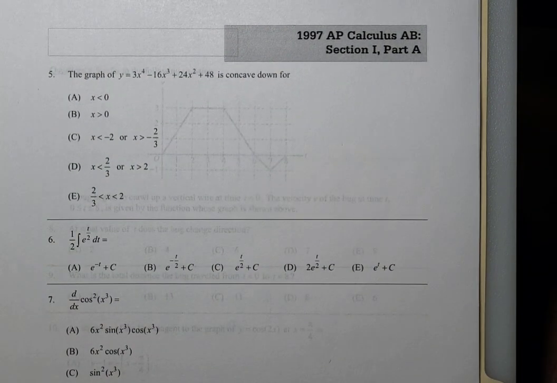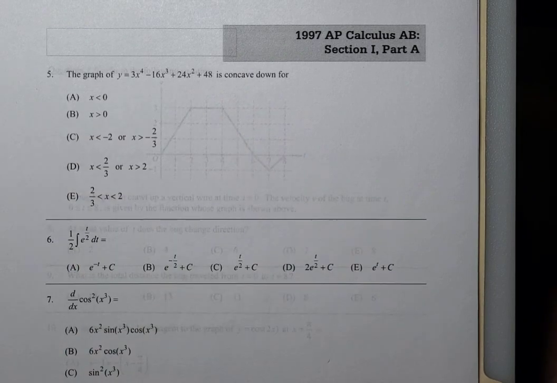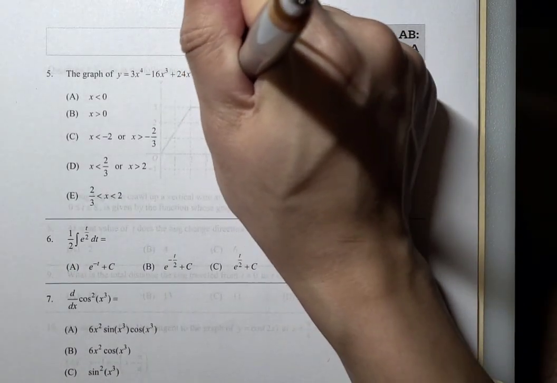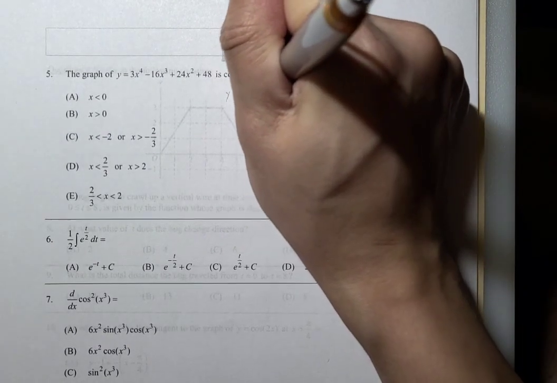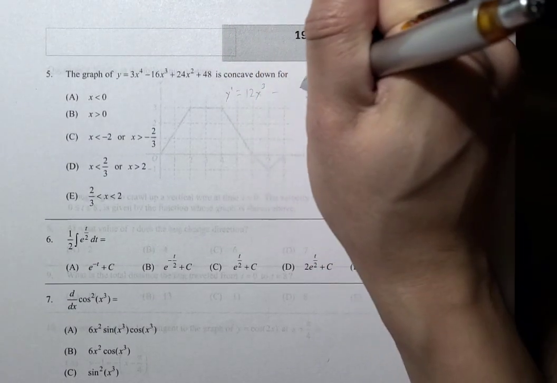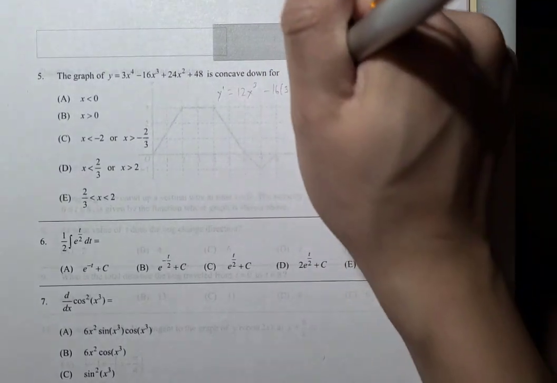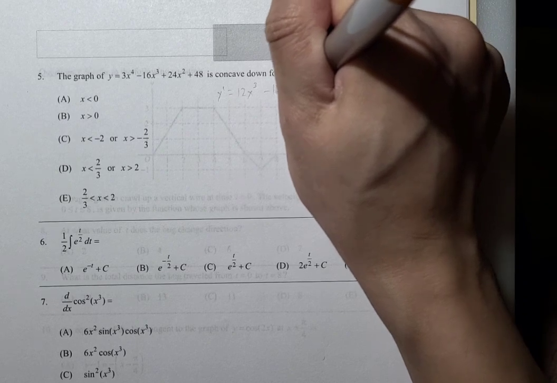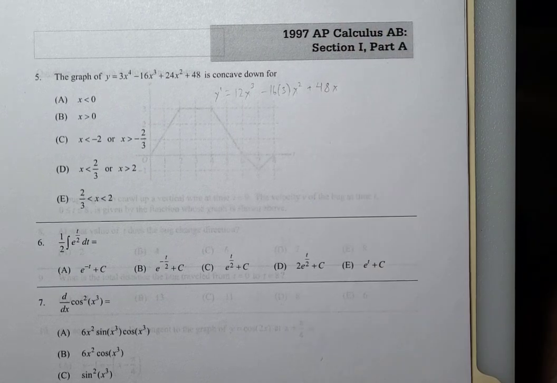The graph of y is concave down for this whole thing. When it talks about concavity, that should signal second derivative. So let's find y prime first, and after that, we'll find y double prime. Y prime is what? Power rule: 12x cubed minus, what's 16 times 3. Maybe let me just write it like this, maybe things will factor out. 48x squared plus 48x. Okay, so that's that.